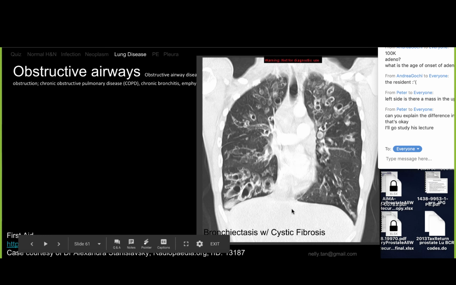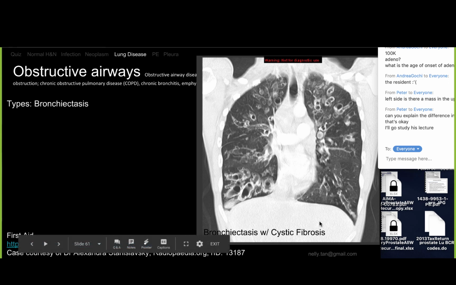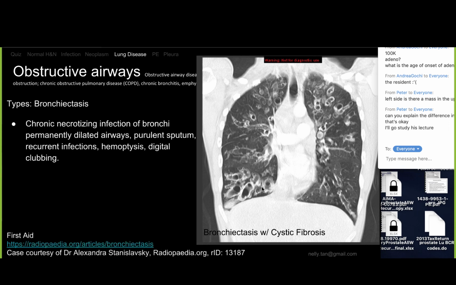So this is bronchiectasis. So these are the airways here, and they're dilated. You can see it dilated throughout the upper, mid, and lower lobes. And this is what we see with patients with cystic fibrosis. But it can be from other diseases as well.